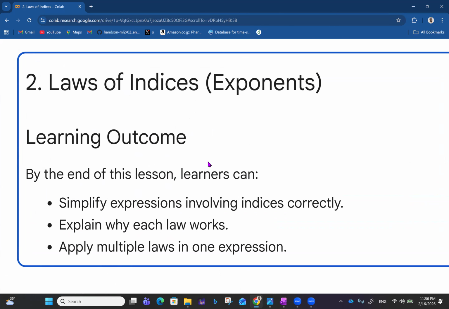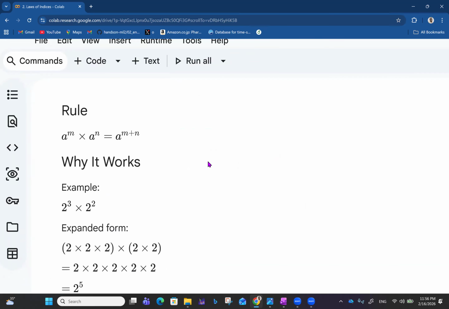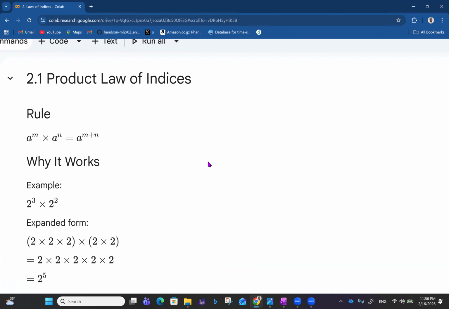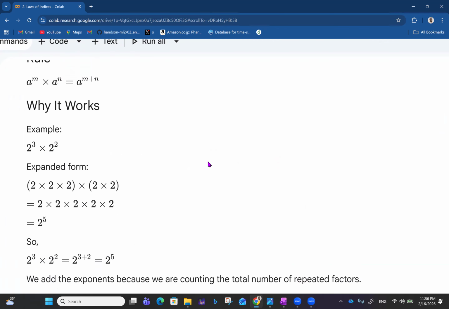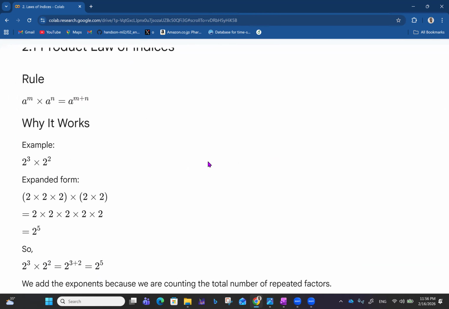The learning outcome here is that by the end of this lesson, learners can simplify expressions involving indices correctly, explain why each law works, and apply multiple laws in one expression. So let's go ahead and look at this. The first law we are looking at is the product law, which we encountered in the first video, by the way. So, product law of indices.